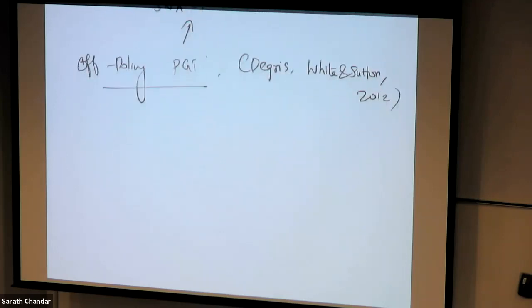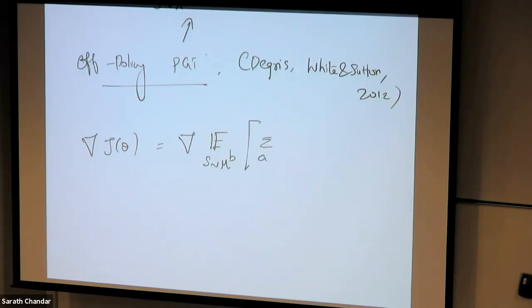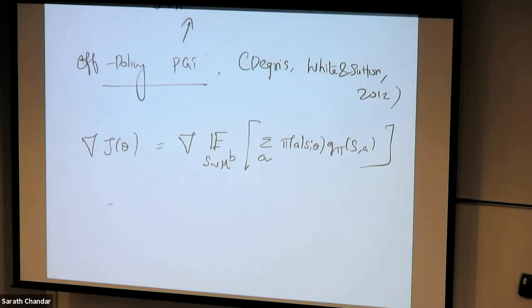Okay, so now the gradient of J of theta is given by the gradient of the expectation for states coming from mu b, summation over a, pi of a given s theta, q pi of s comma a. Is that right? Now I can do the product rule. So this becomes gradient, sorry.